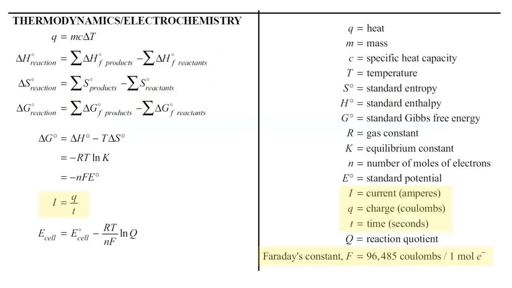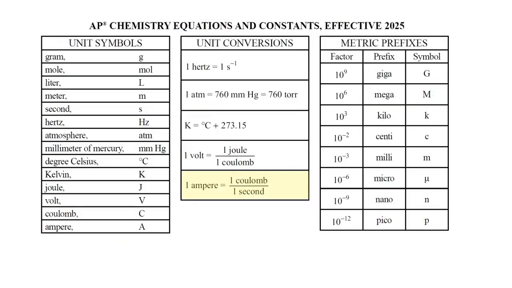You can see that this equation, which is represented with the letters I, capital I, and then lowercase q and lowercase t. I can see what those variables stand for on the right side of this slide. So I is current measured in amps, Q is charge measured in coulombs, and then t is time measured in seconds. We can also see the Faraday's constant, 96,485 coulombs for every 1 mole of electrons.